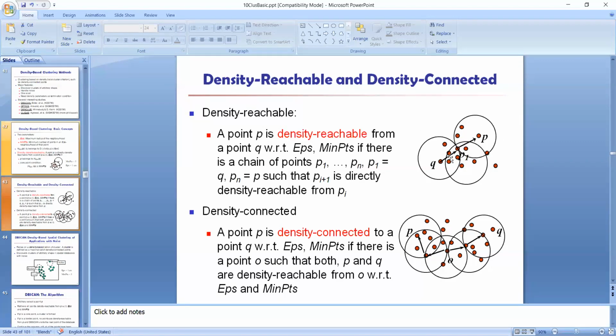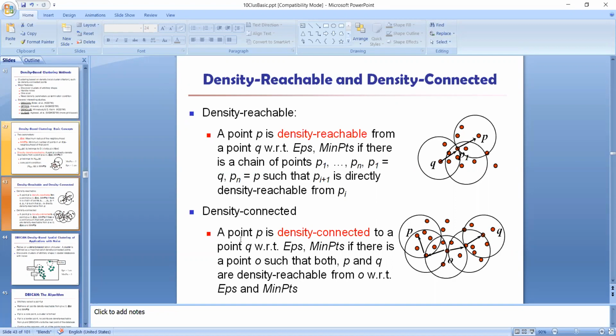So we can tell that from Q to P, again it is density reachable. So we have seen what is directly density reachable and what is density reachable. Now another one is density connected.